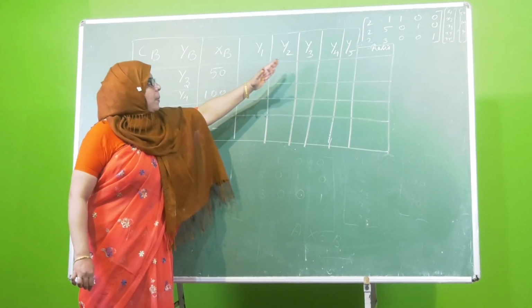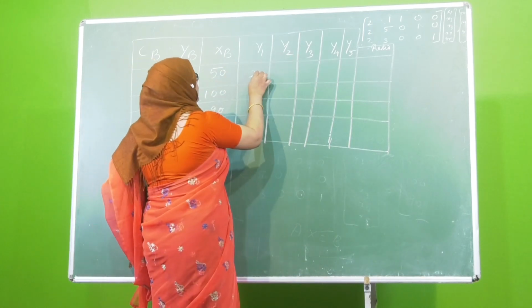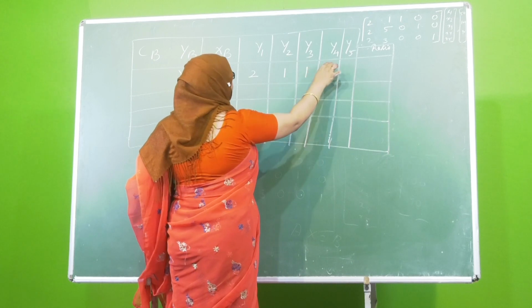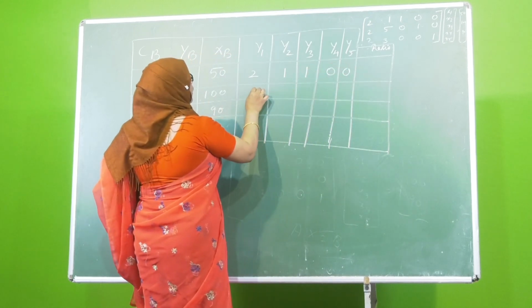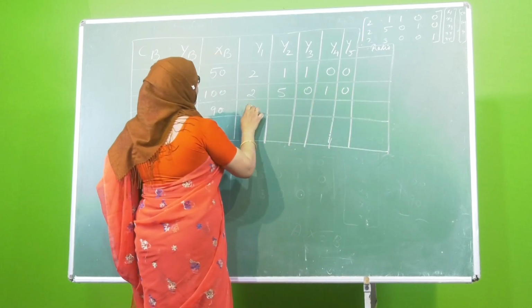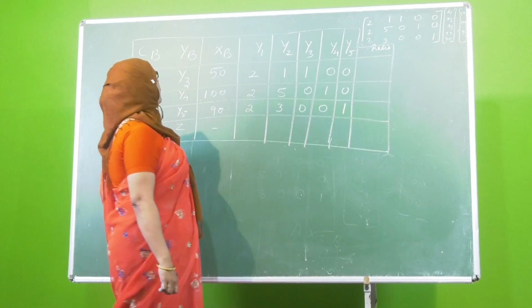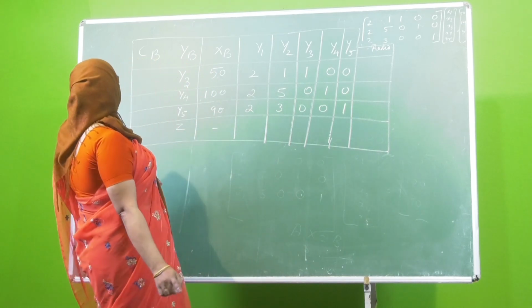So what are the elements that we put here in the Y1, Y2, Y3, the matrix form? What are the elements? 2, 1, 1, 0, 0. Next 2, 5, 0, 1, 0. Next 2, 3, 0, 0, 1. So what is given in the problem?